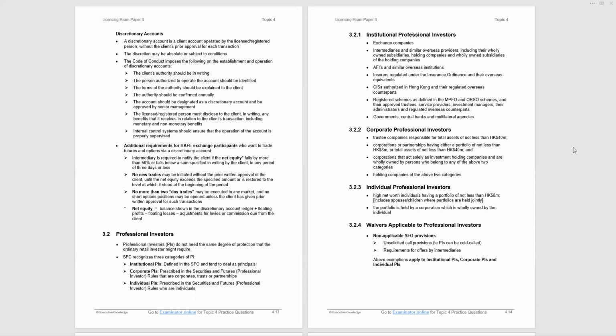You must get prior written approval. Moving on to professional investors, 3.2. Now, this material is in other papers, very, very standard. They identify who professional investors are, and then they identify waivers applicable to professional investors, areas of the code of conduct that you do not have to cover.